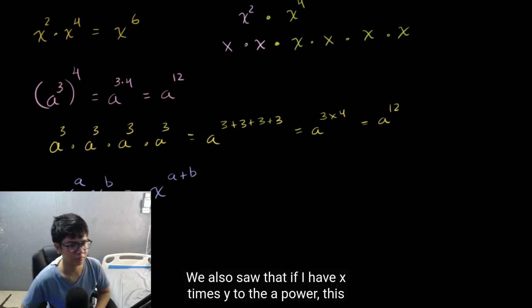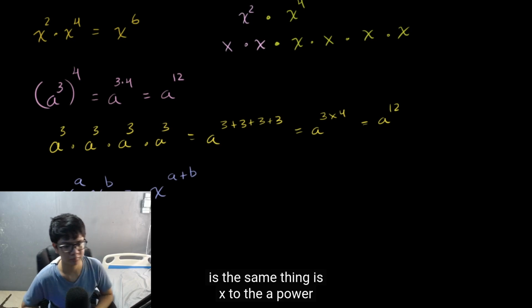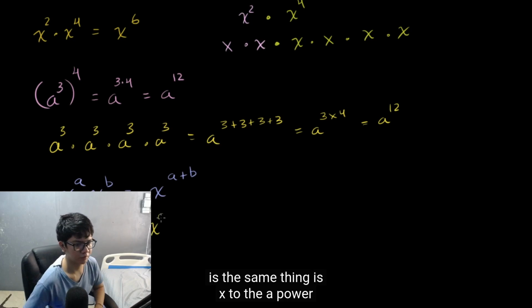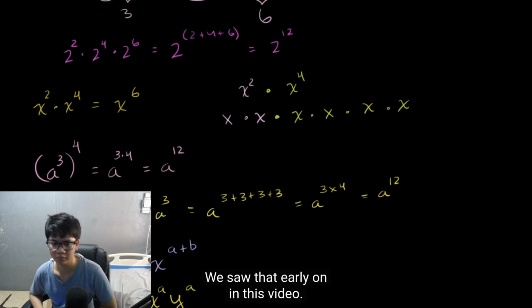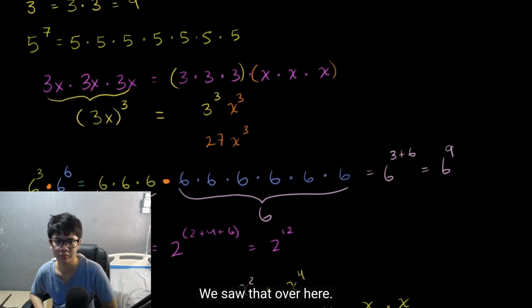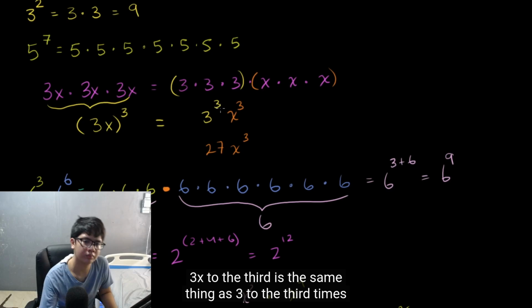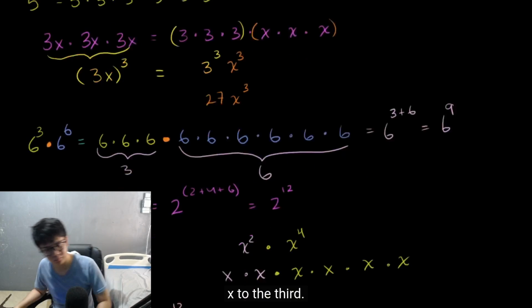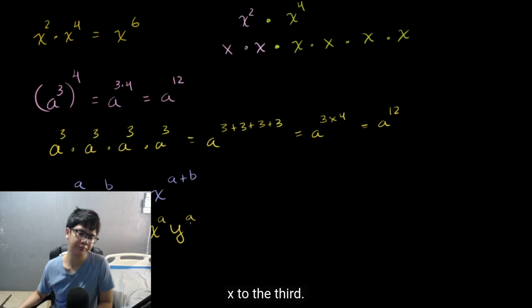We also saw that if I have x times y to the a power, this is the same thing as x to the a power times y to the a power. We saw that early on in this video. We saw that over here. 3x to the 3rd is the same thing as 3 to the 3rd times x to the 3rd. That's what this is saying right here.